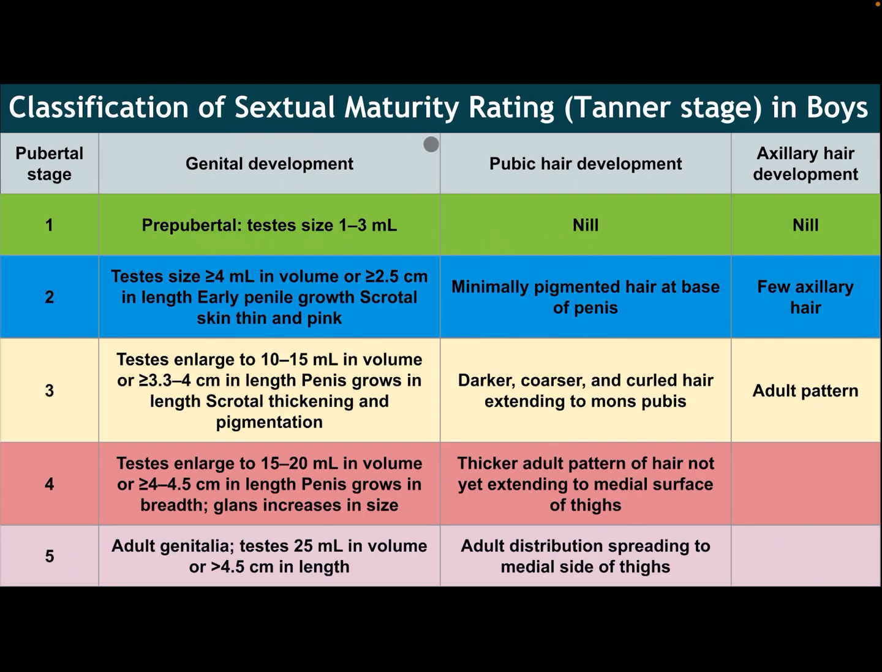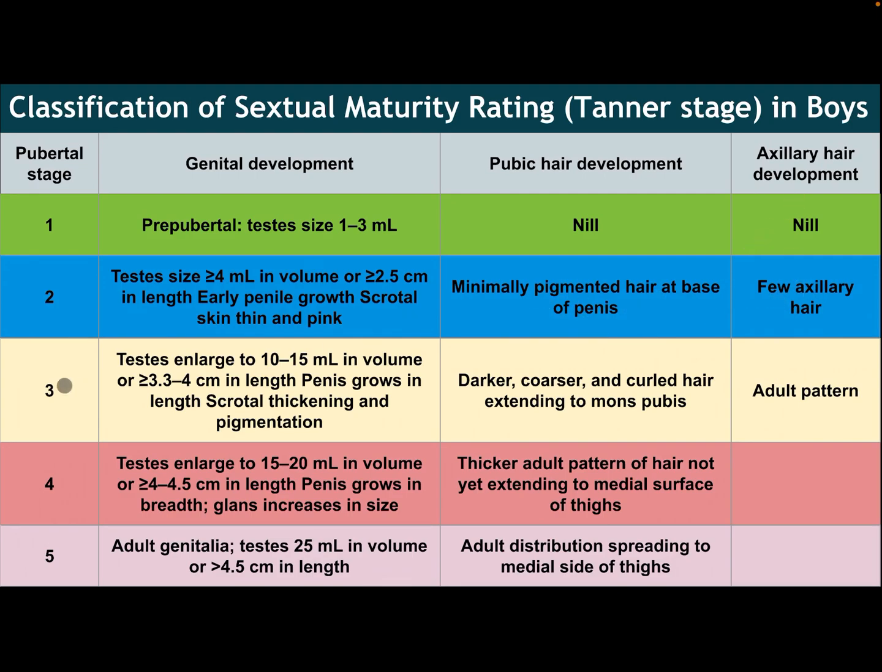Classification of sexual maturity rating, Tanner stage in boys. Pubertal stage 1, this is prepubertal, nothing significant. Prepubertal testis is 1 to 3 ml in volume. There is no pubic hair and no axillary hair. Stage 2, testis size more than or equal to 4 ml in volume or 2.5 cm or more in length. Early penile growth, scrotal skin thinning and pink. Pubic hair, minimally pigmented hair at the base of penis.